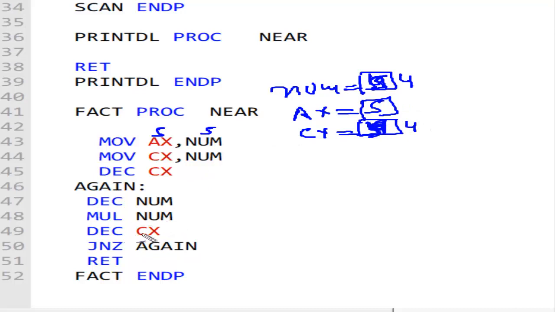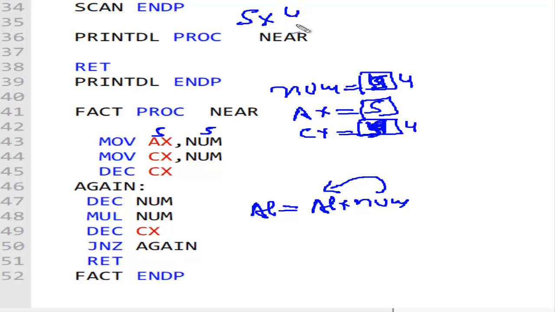Okay, so this is what I'm doing. I'm decrementing CX and num, both of them decremented here. Then mul num. What does mul num mean? Mul num means whatever is in AL, do AL into num. So whatever is in num, multiply it with AL, because what I want to do is multiply 5 with 4, then with 3, then with 2, and then last with the 1, or I could skip this one.